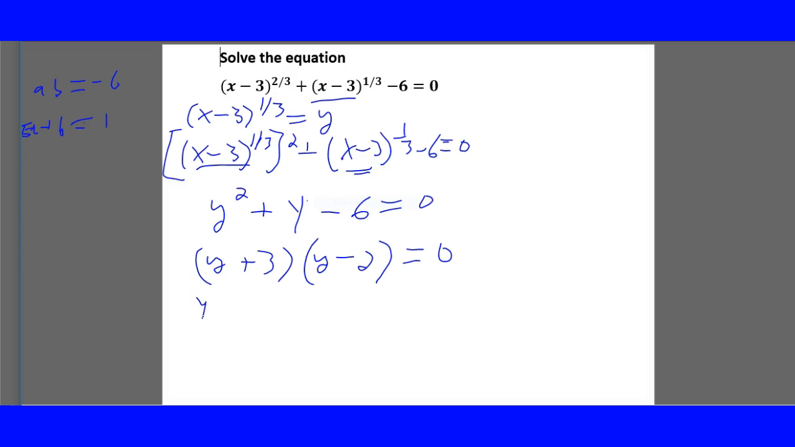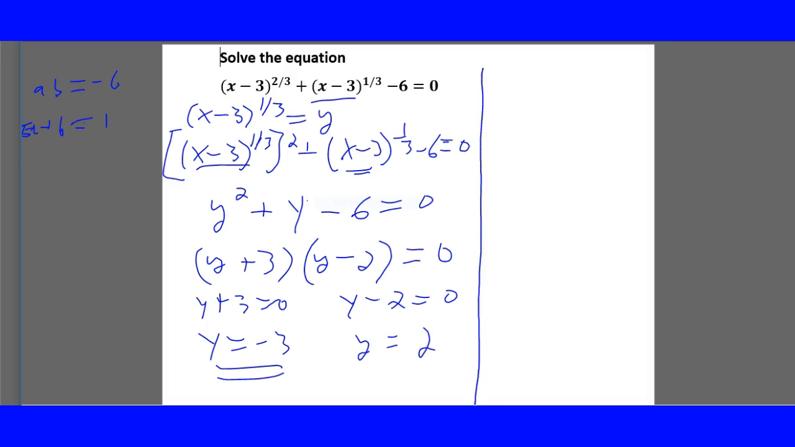So we can set each factor equal to 0 now to get our y. We got y equal -3, and y equal 2. Now remember, our equation started with x, not y, so we're not done yet. We go back to x minus 3 and set that equal to y, so those two values will equal -3 and then 2.